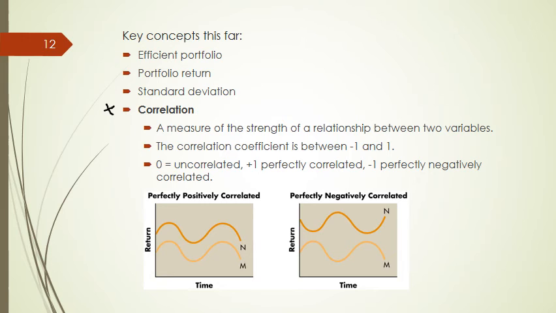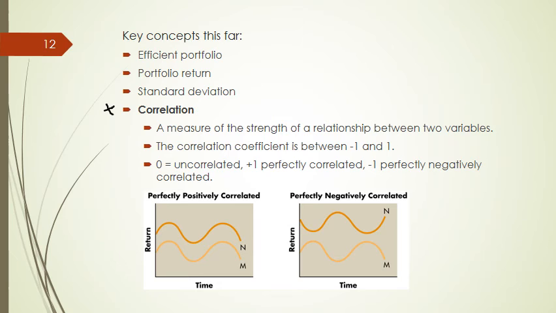Correlation is a measure of the strength of a relationship between two variables. The correlation coefficient is the name for the variable that is used to represent the strength of the relationship between two variables, and it is between minus 1 and 1. In other words, it is bounded. So it can be anything in between also. It can be 0.5, for example, or 0.25, or minus 0.5, or minus 0.25. So it can be any value between minus 1 and 1, including minus 1 and 1.